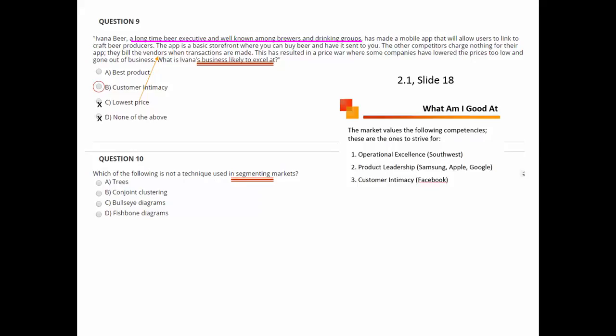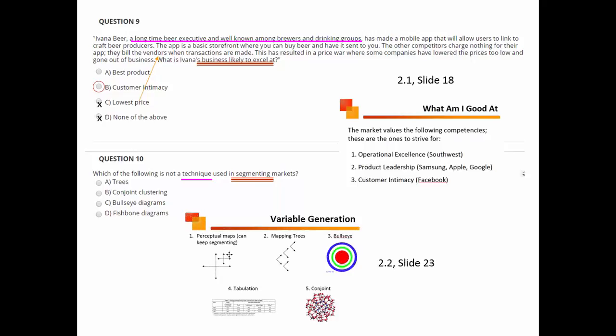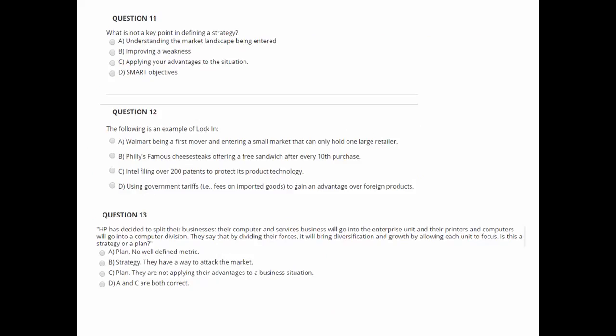Okay, question 10. Which of the following is not a technique used in segmenting markets? This is a segmentation question. From lecture 2.2, slide 23, I've already summarized all the techniques that you need. Essentially, we have trees, conjoint clustering, and bullseye diagrams, so right away we know fishbone diagrams aren't in there. Fishbone diagrams are typically used for cause and effect.